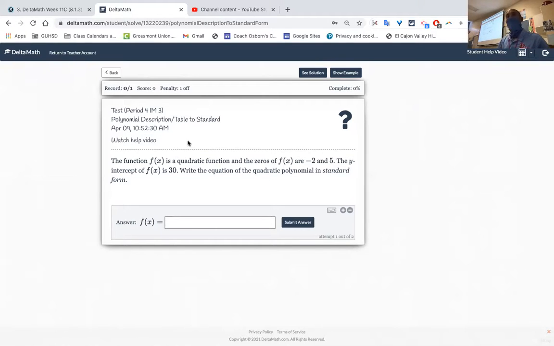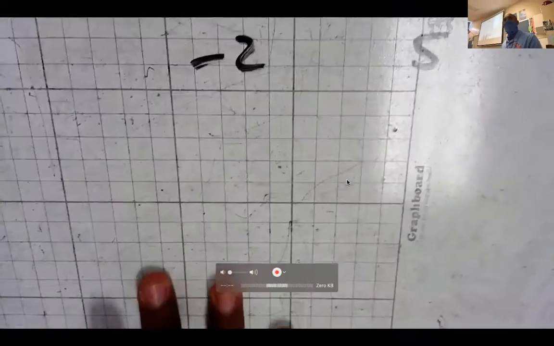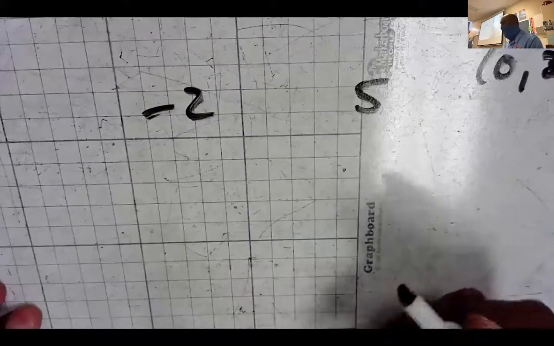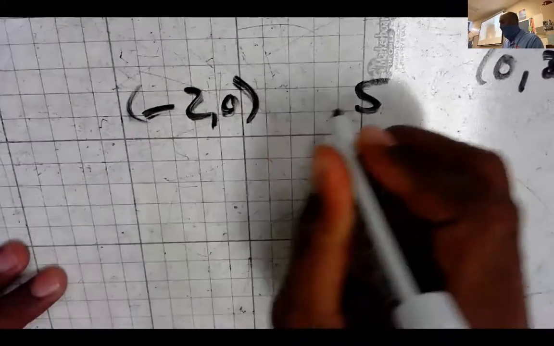Okay, so this one, it says the zeros are at -2 and 5. And it says the y-intercept is 30. It doesn't say anything about it bouncing off or having a double root. So it's just -2 and 5. And it says it's a quadratic, and it says to put it in standard form. So that's the important part here. So here, if it's at -2 and 5, that means that the x-intercepts are at those points.